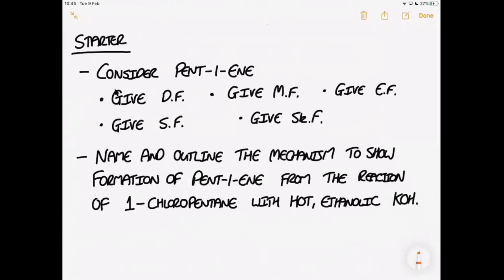For the first part, pent-1-ene needs to be represented 5 different ways using the displayed formula, molecular formula, empirical formula, structural formula, and skeletal formula. Then we have a name and outline the mechanism question. So this is a name the mechanism and draw the curly arrow mechanism question following the instructions that are given. So pause the video and have a go at those tasks.